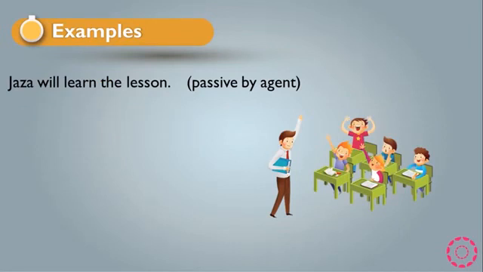Jaza will learn the lesson. As you see, we have will. That's how we know it is future simple. We are asked to change the sentence from active to passive using by agent. So it becomes: the lesson will be learned by Jaza. As you see, the lesson is the object, and will we write down again, and be, as shown in the rule, learned. So learn became learned, the past participle, and by Jaza, which is the doer of the sentence.